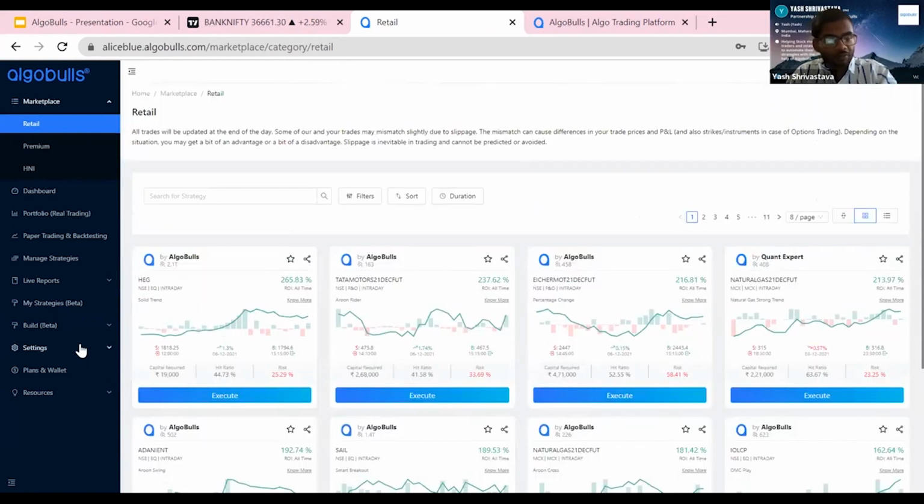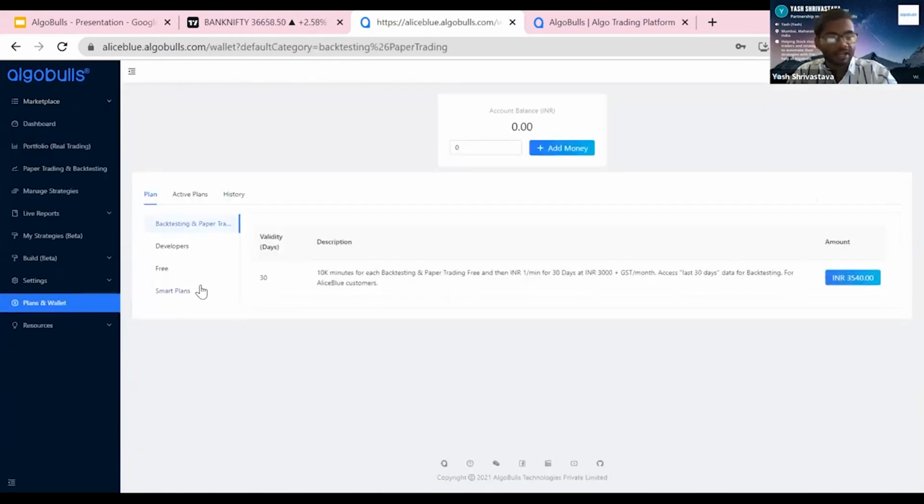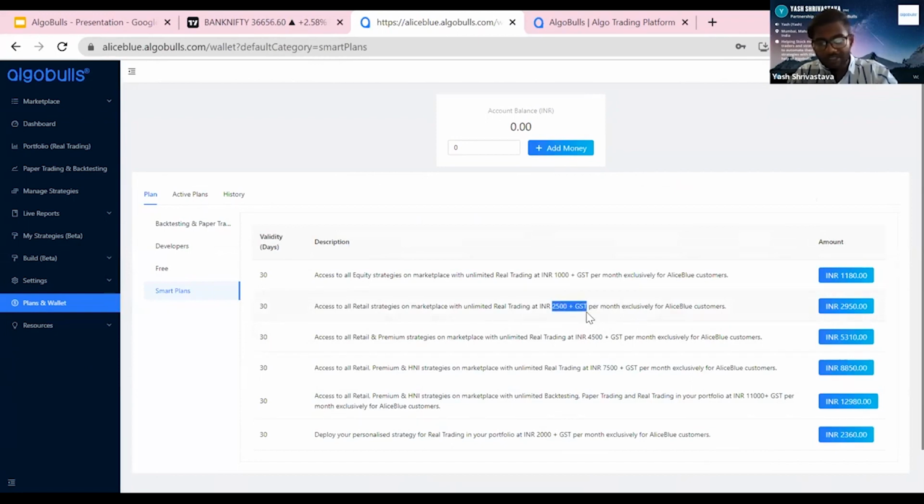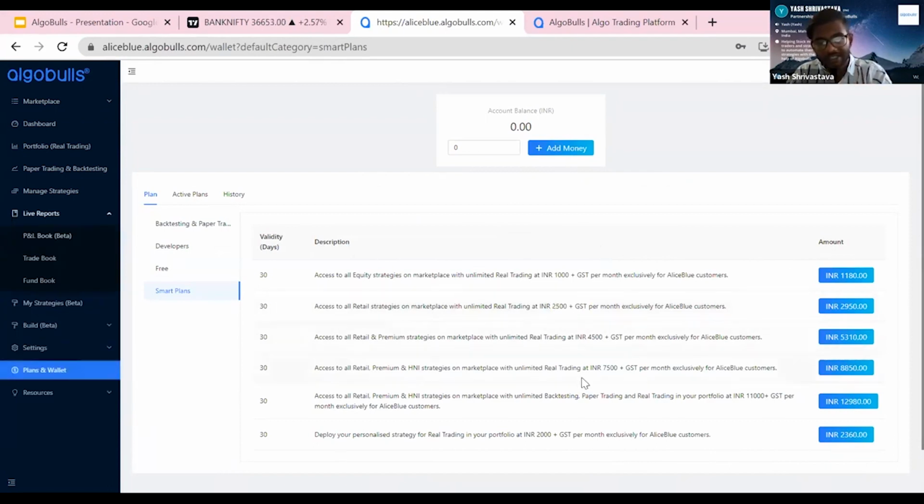So if you're a retail person and looking to work on cash intraday strategies, you could get access to all the retail strategies at 2,500 rupees plus GST. And the moment you add AlgoBulls funds, the strategy would be activated for your retail strategies.